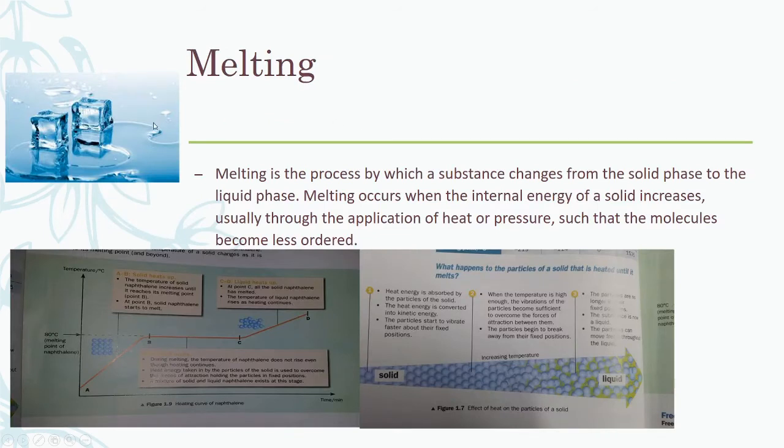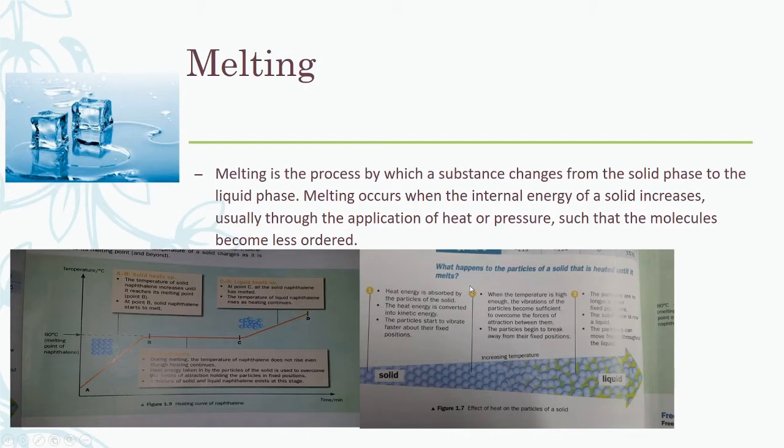Now we are studying the processes. One of the main processes is melting. I am pretty sure we all know about this. Melting is the process by which a substance changes from the solid phase to the liquid phase. Melting occurs when the internal energy of a solid increases, usually through the application of heat or pressure, such that the molecules become less ordered. Now see this arrow, this is very important. This is how you are supposed to write the process of melting.